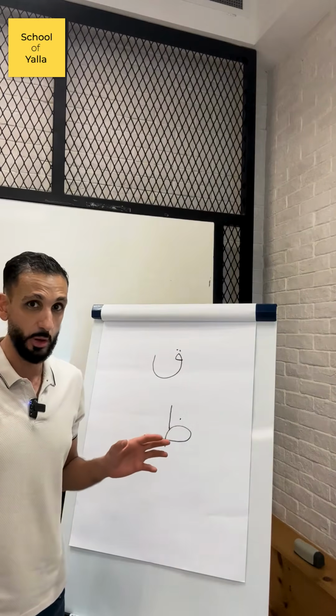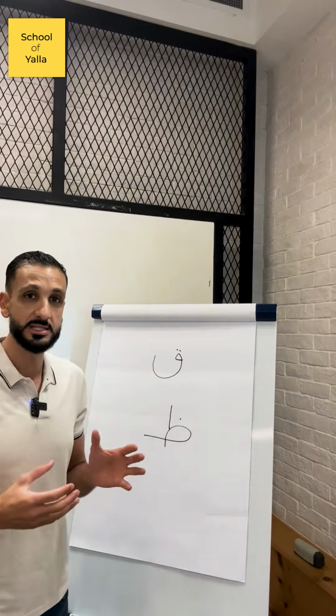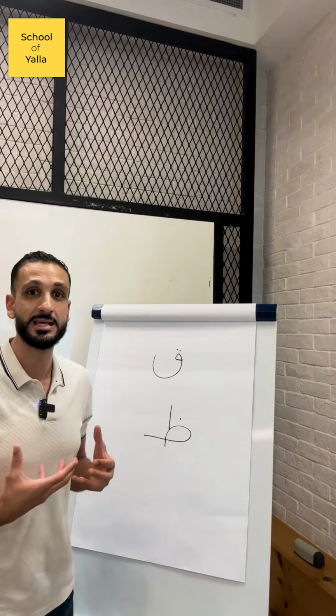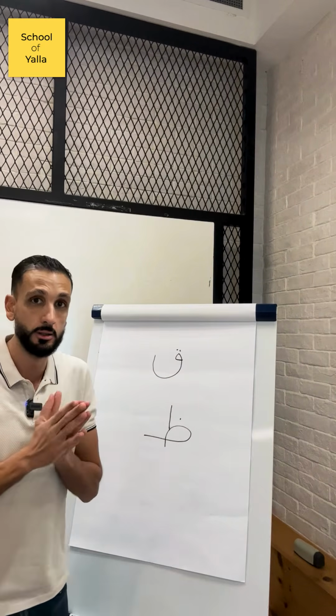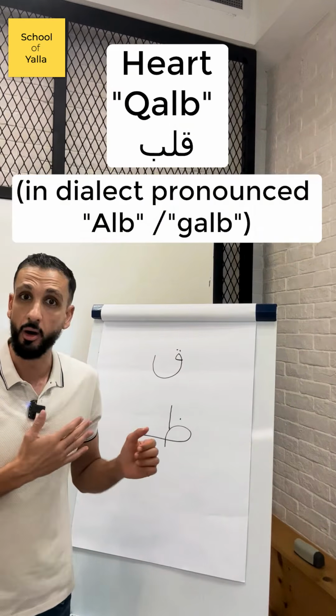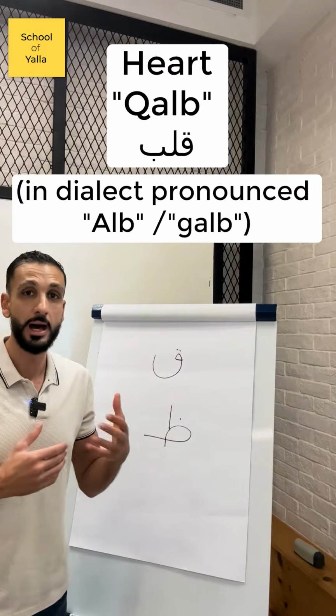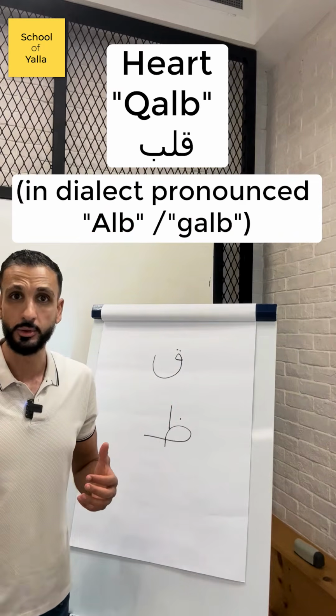Don't worry if you can't pronounce it. What I want to communicate to you is in dialect, in a lot of instances, this is pronounced as a glottal stop, or g. Some examples, the word qalb, heart, could be pronounced as alb with a glottal stop, or galb.